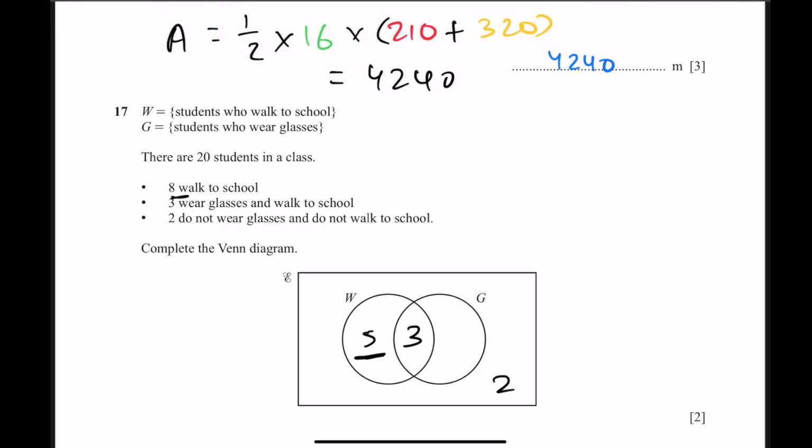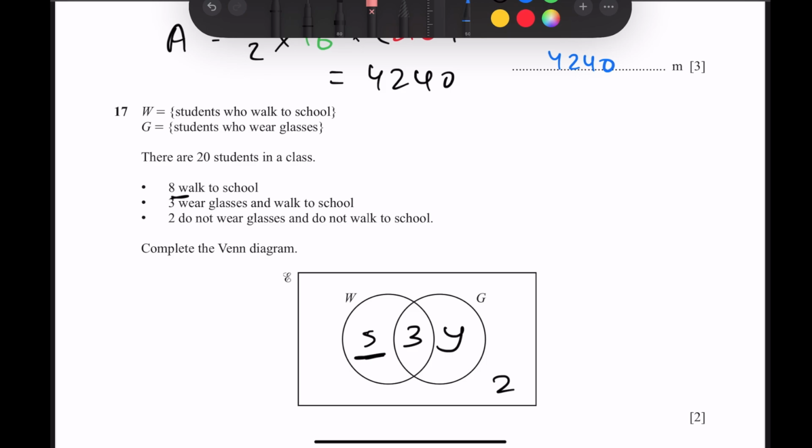Now, the final statement will help us get the number of people who wear glasses but do not walk to school. If we make this y for now, it is equal to 20 minus 5 minus 3 minus 2. Since there are four types of students: students that only walk to school, students that only wear glasses, the students that both walk to school and wear glasses, and the students that neither walk to school nor wear glasses. So to find the students that only wear glasses, we subtract the other three types from 20, which is the total.